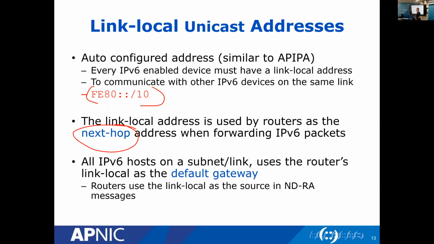All IPv6 hosts on a link use the router's link local as the default gateway, and the router will use that link local as a source in the neighbor discovery router advertisement process. I'll talk more about that shortly.